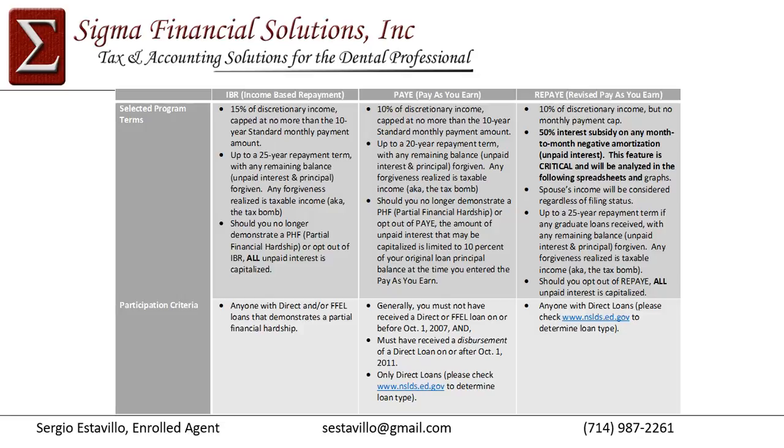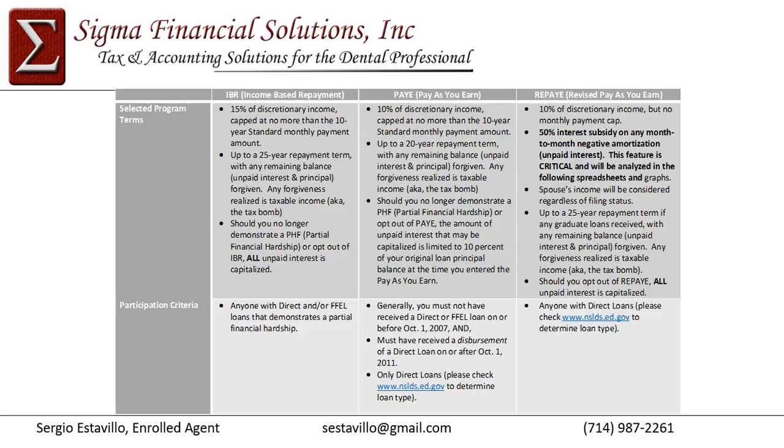The second bullet point there is that you have a 25-year repayment program, and should you no longer demonstrate a partial financial hardship or you opt out of IDR, all the unpaid interest is capitalized. To no longer demonstrate a partial financial hardship, a general rule of thumb is that your adjusted gross income equals or exceeds your student loan balance for IDR specifically. So if you have, say, $200,000 of federal student loans, then your AGI would have to exceed about $200,000 in order to no longer demonstrate a partial financial hardship.